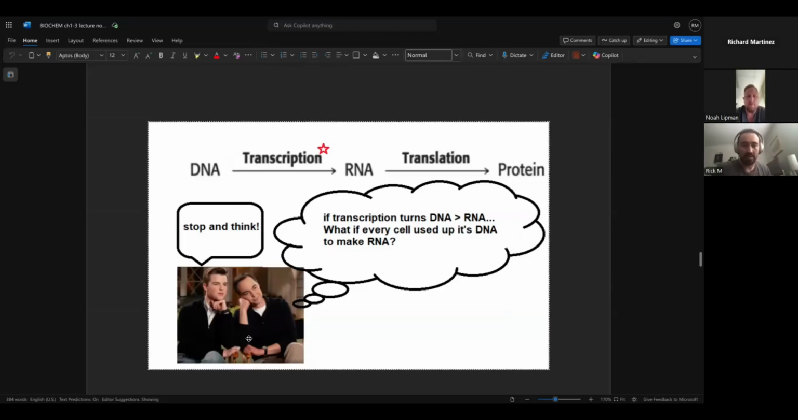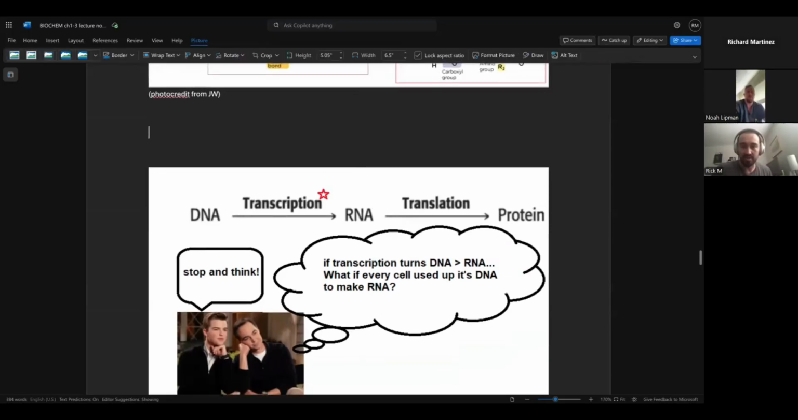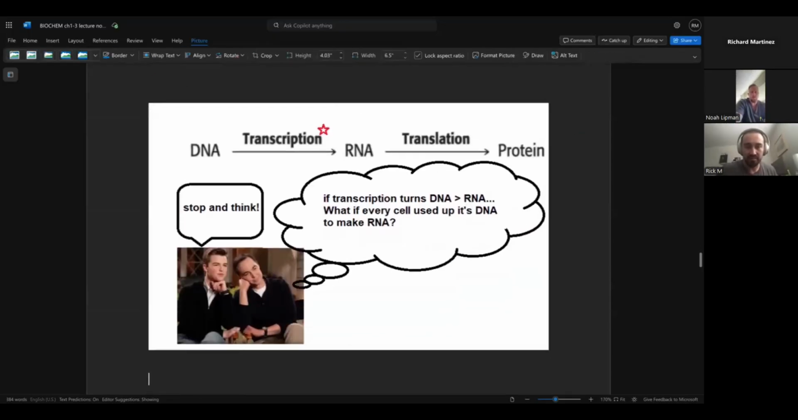Okay, and then we got the young Sheldons, they're sitting there together. But I brought this in just to tie everything together. Here we go from DNA, through the process of transcription, to RNA, through the process of translation, to protein. There are some ways you can go backwards, but we're not going to go into that at this moment. But if we're constantly converting DNA to RNA, are we ever going to run out? What if every cell has used up its DNA to make RNA?